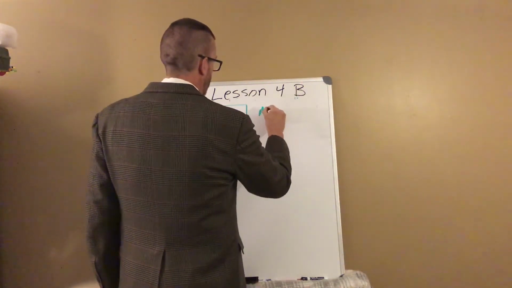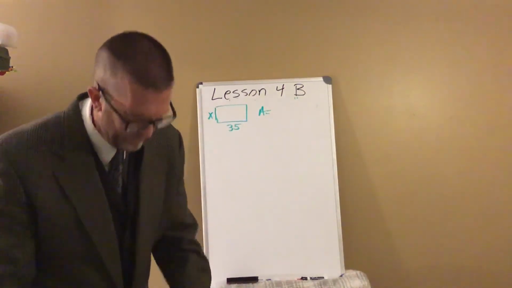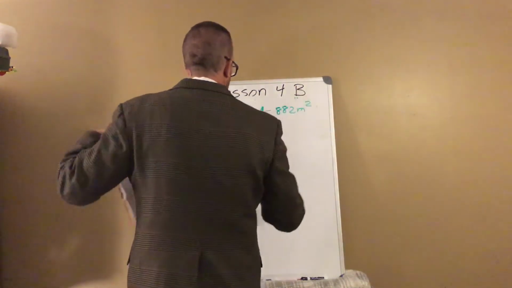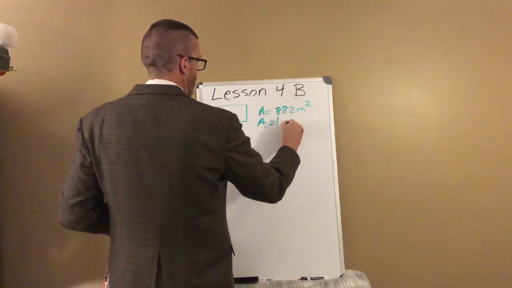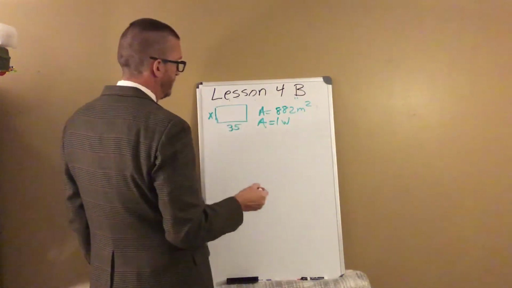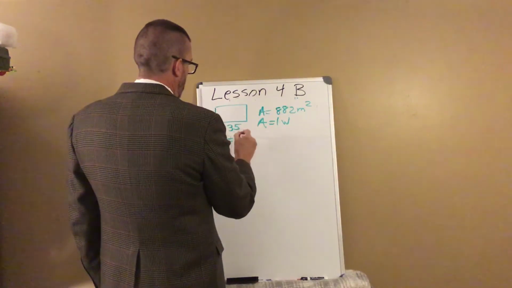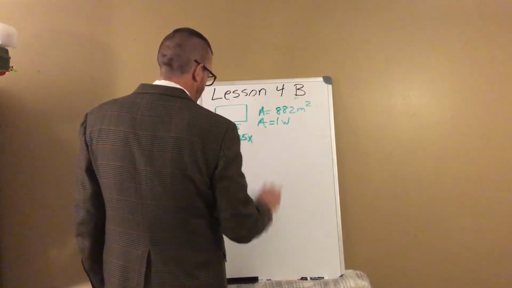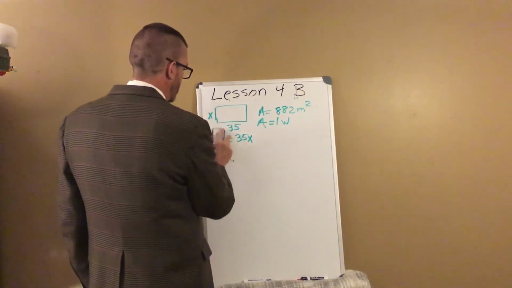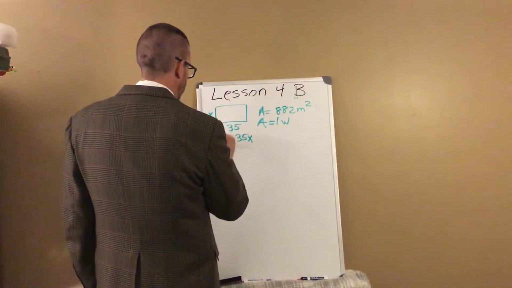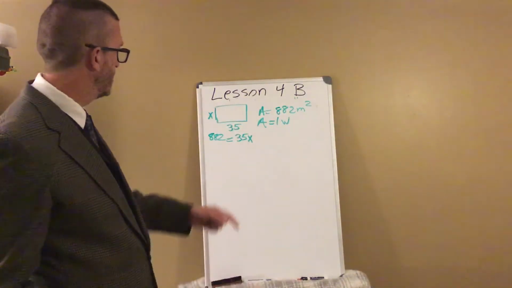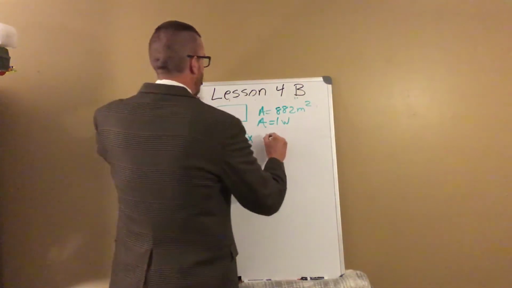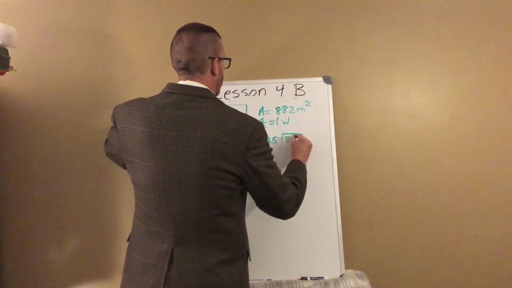The area equals 882 square meters. So area equals length times width. We know what the length is. We don't know what the width is, so we go 35x. Whoops, I do know what the area is. Get that out of there. It's 882. So there, I have an equation. I understand how to get the equation by using the model. And now I'm going to divide 35 into 882.